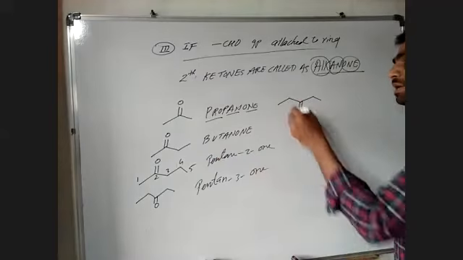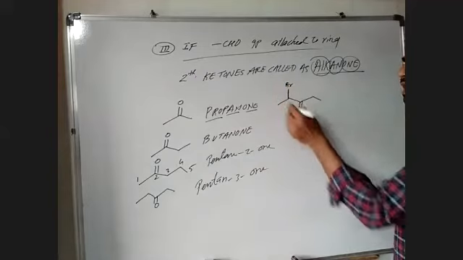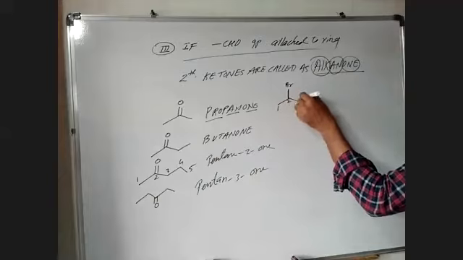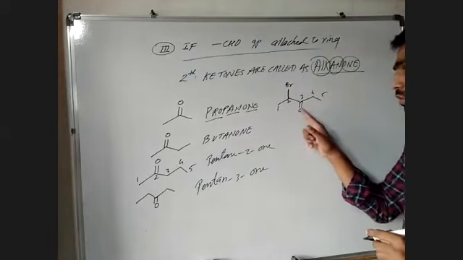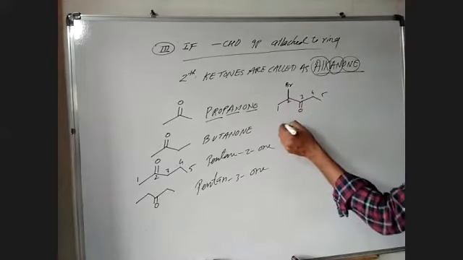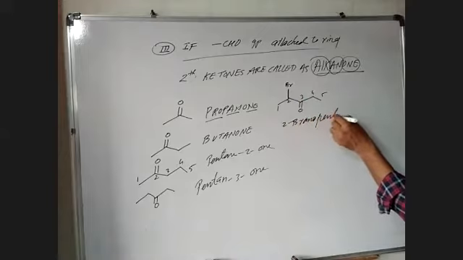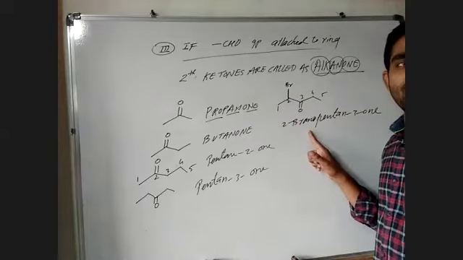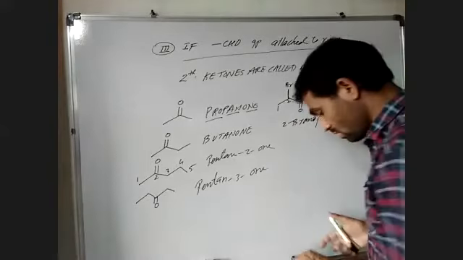Pentane 3-one, if I am writing here like this group, Br. So numbering from either side, no problem. So I am numbering from this side, 1, 2, 3, 4, 5. So this will be 2-bromopentane 3-one, right? This is what, 2-bromopentane 3-one.